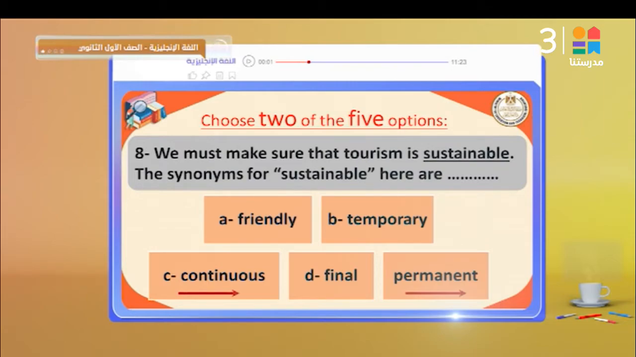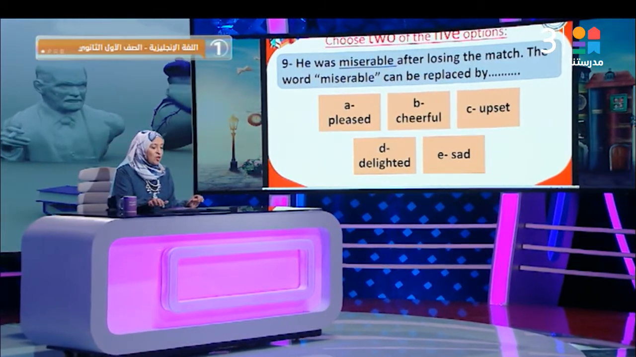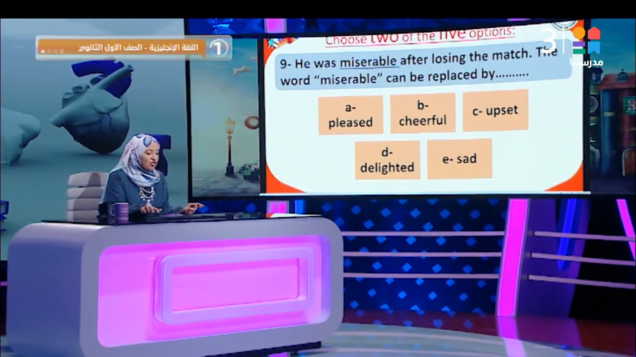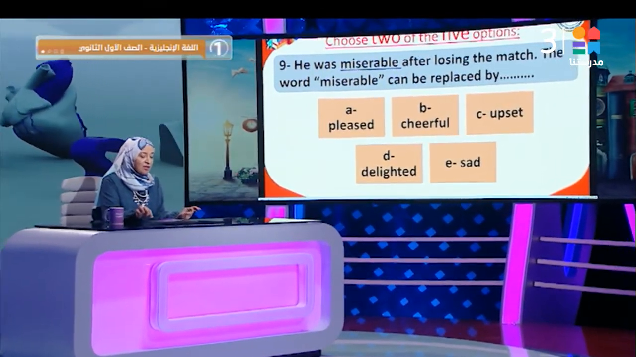Question number 9. He was miserable. Do you remember the word miserable in Unit 3? Miserable means very sad. He was miserable after losing the match. When he lost the match, he became very sad. He was miserable. So the word miserable can be replaced by pleased, cheerful, upset, delighted, or sad.